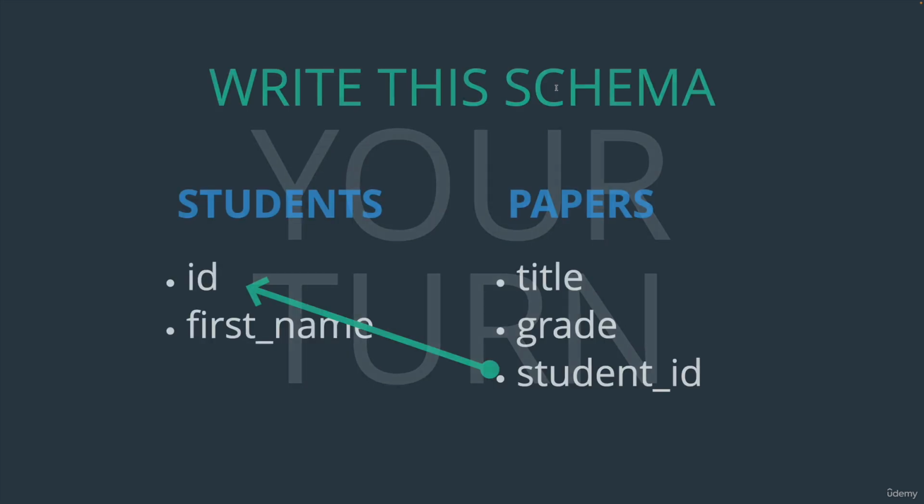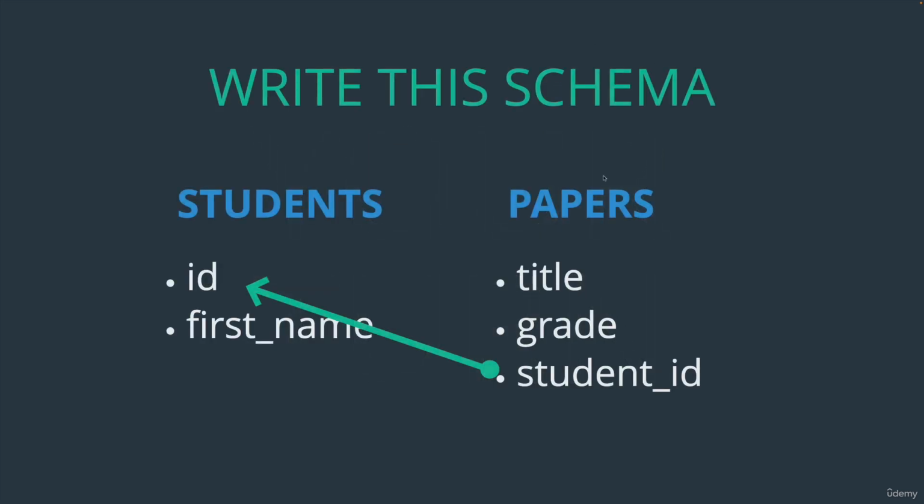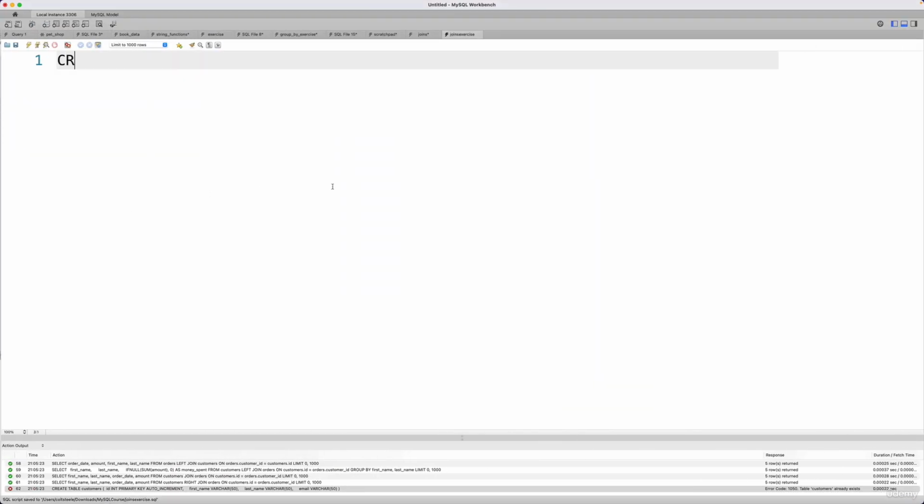All right, let's write a solution for this joins exercise. To start, we need to create our tables. We'll start with students. Very simple, ID and first name.